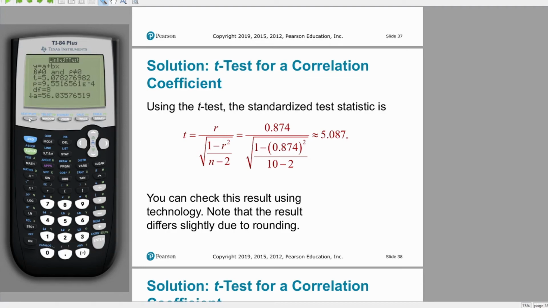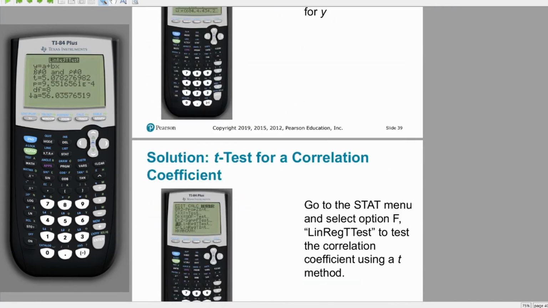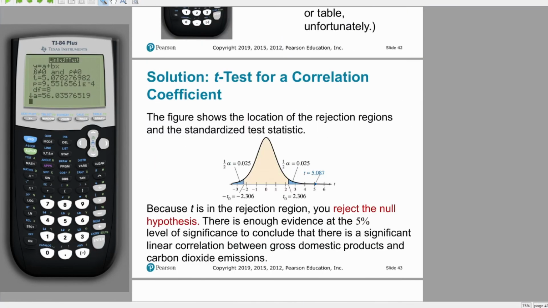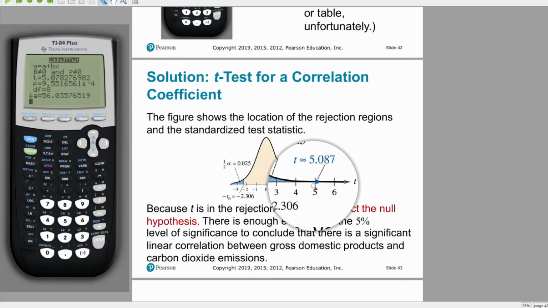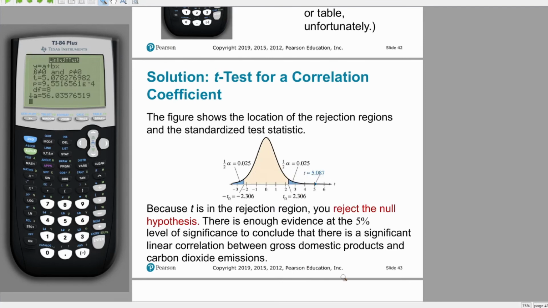In particular, that's a p-value that's much smaller than alpha, or if you prefer, as the book does, that t-score will be well inside of our rejection region on the top end. That is, 5 is bigger than 2.3. So, as a result here, we would reject the null hypothesis, which is to say there's enough evidence to conclude there is a significant linear correlation between GDP and CO2 emissions.